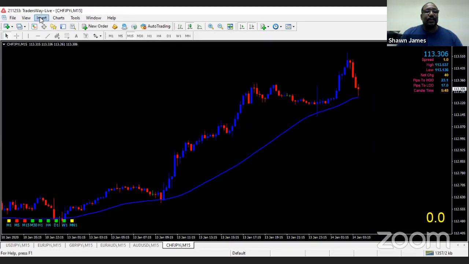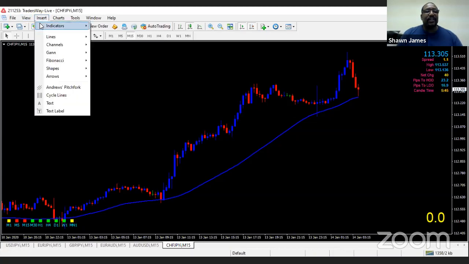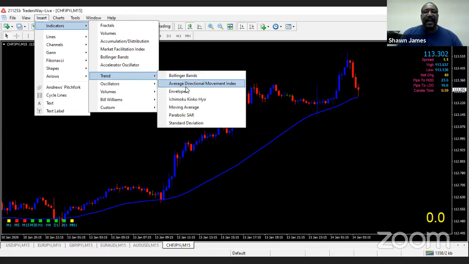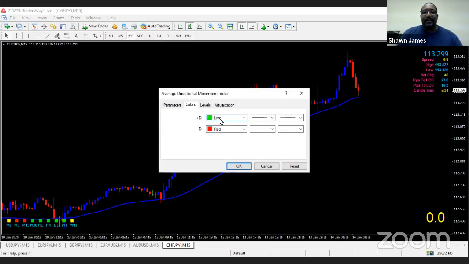And then the last thing you'll do is come to insert indicators, and then come here to trend again, to average directional movement index. I'll select that. It'll have its colors here. As you see, it has a plus DI. You'll make that a lime green. And then you'll have your minus DI. You'll make that red.